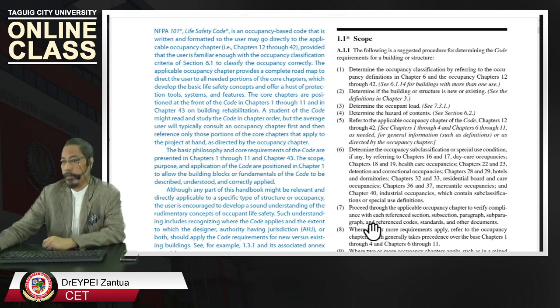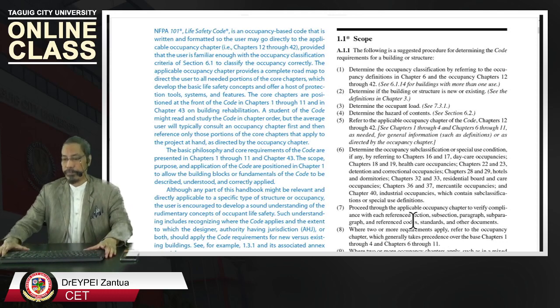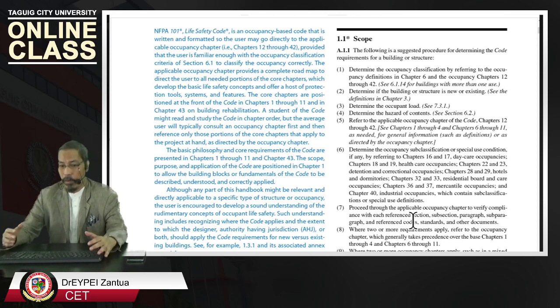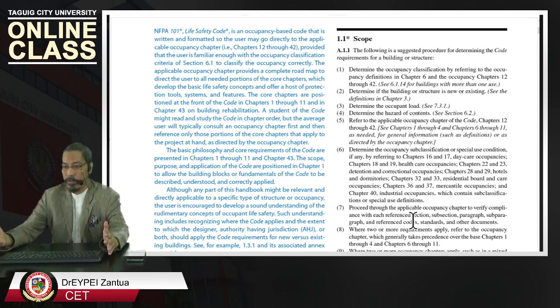And that means in step number 7, we are now able to assess the application, how we can comply with the code. We are now having the idea, okay? And the next step, where 2 or more requirements apply, refer to the occupancy chapter, okay?